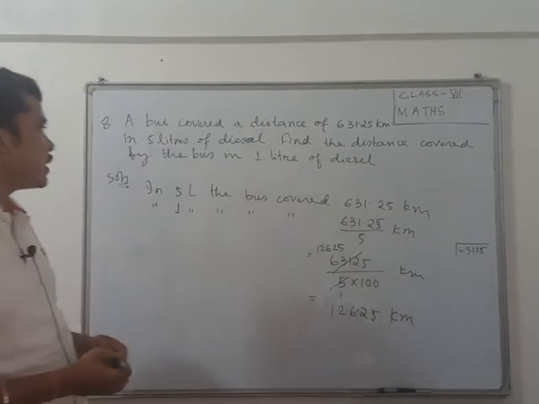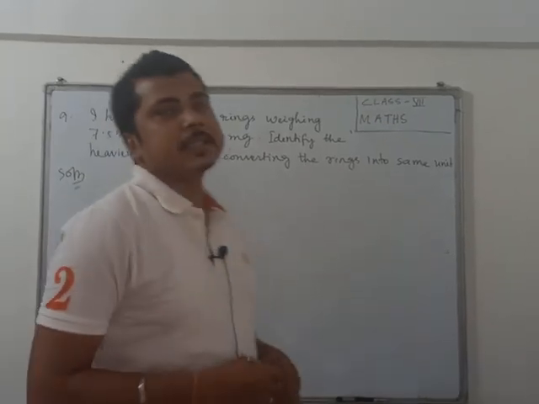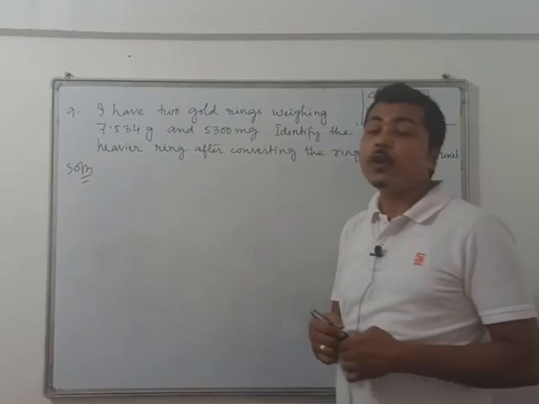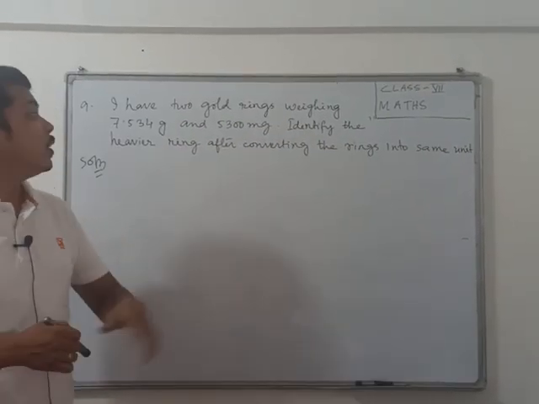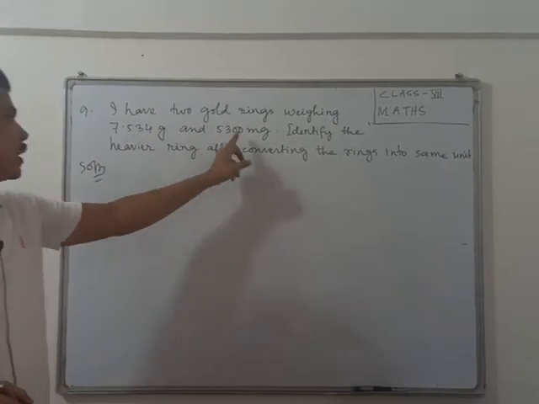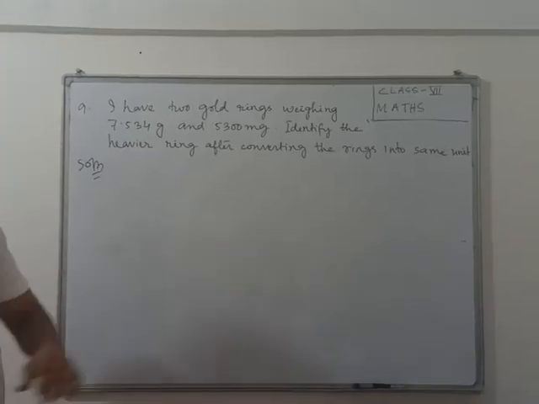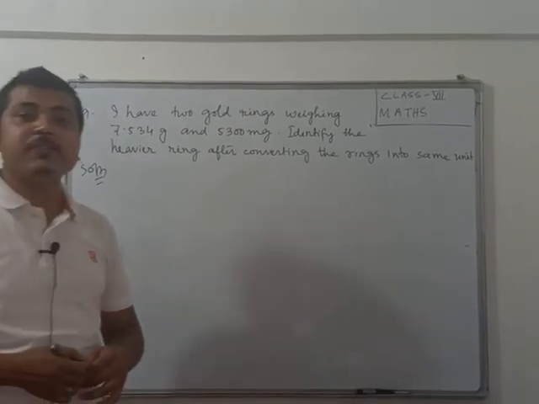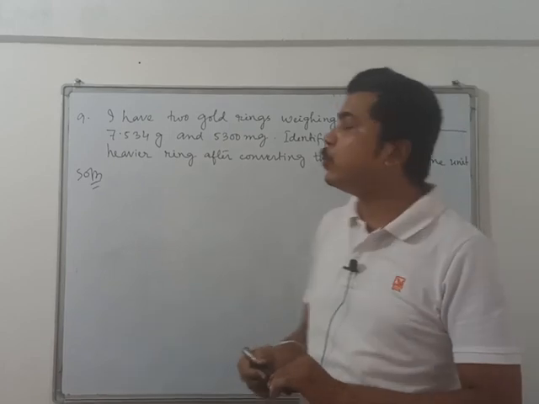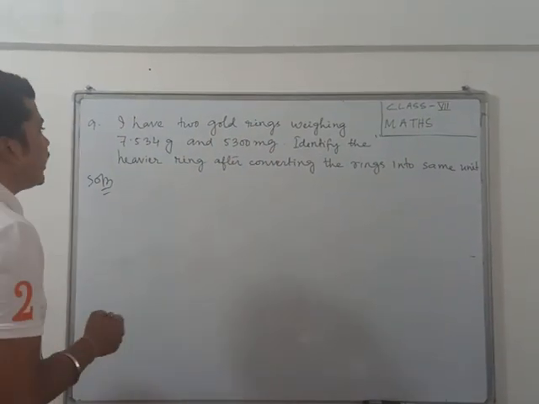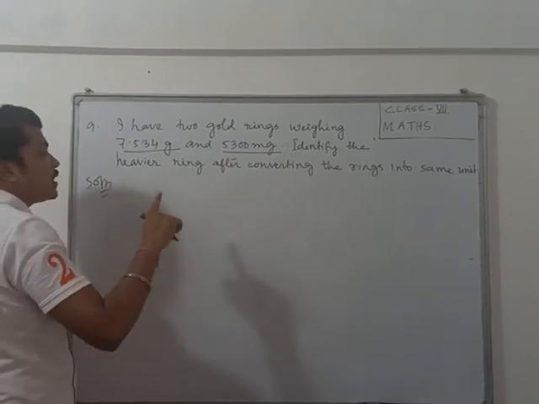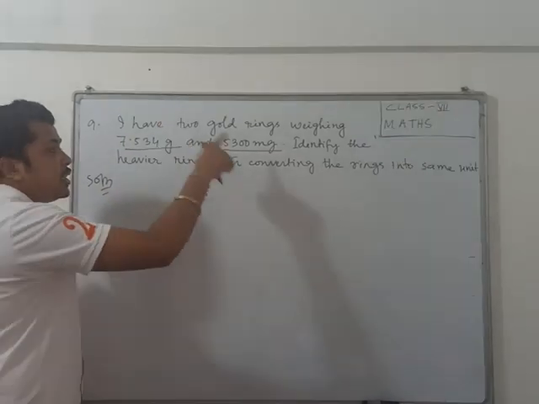So I hope it is clear. Now write next question. The question says that I have two gold rings weighing 7.534 gram and 5300 milligram. The weight of one ring is this much, other ring is this much. Identify which one is heavier. So to find out which one is heavier, what we have to do? We have to convert it into same unit, as it is directed in your question also, that you have to convert both the rings in same unit. So let us see. It is in gram, it is in milligram. That means it will be easier for us to change gram into milligram rather than changing milligram into gram.